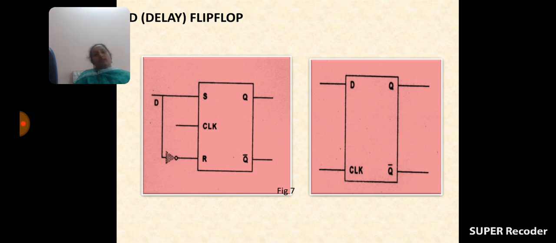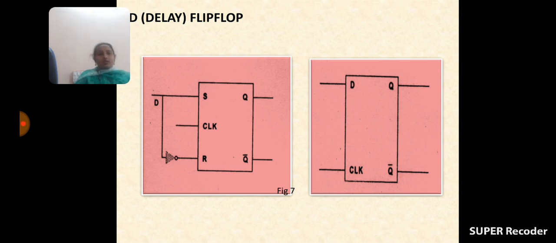If S is getting 1, R is getting 0. If S is getting 0, R is getting 1. But finally the input is only 1. If data is equal to 1, we are getting output 1. If data is equal to 0, we are getting output 0. That means the output follows the input.